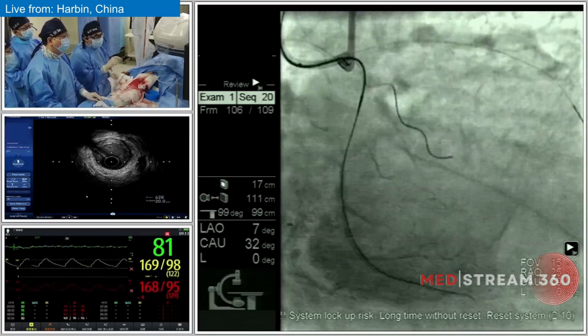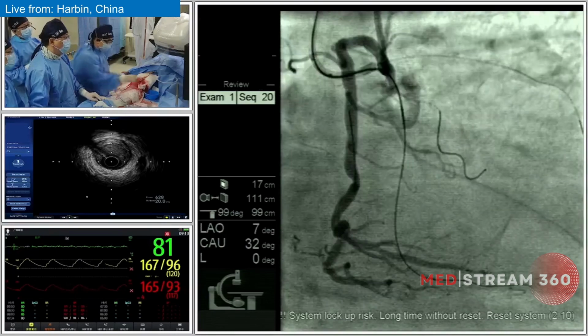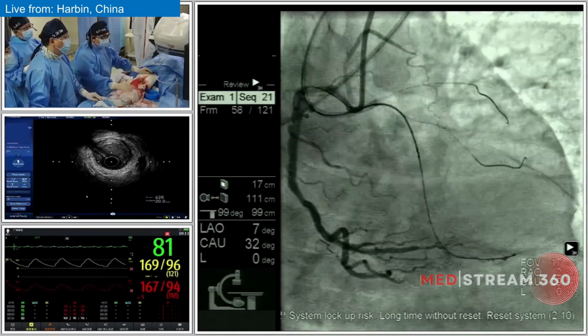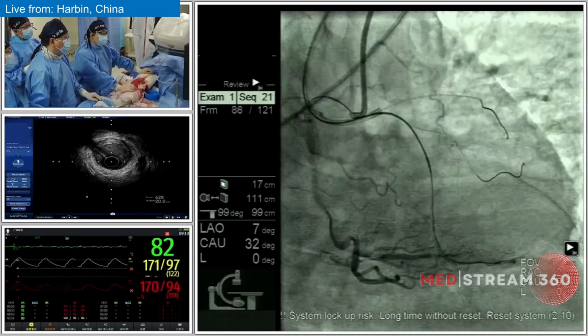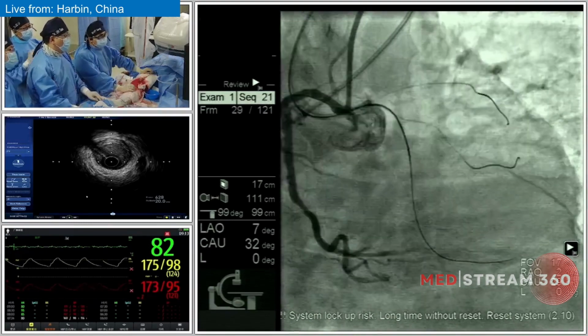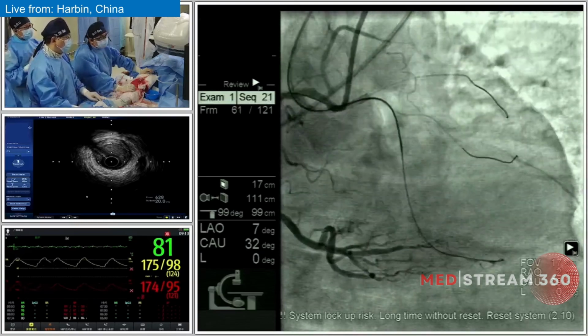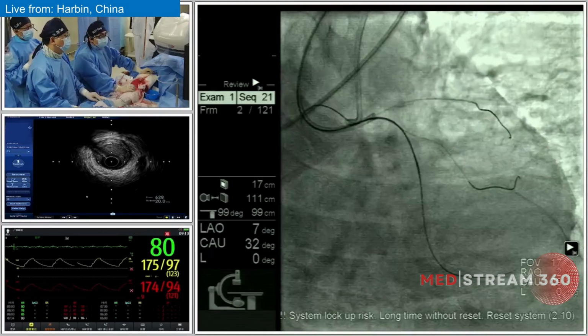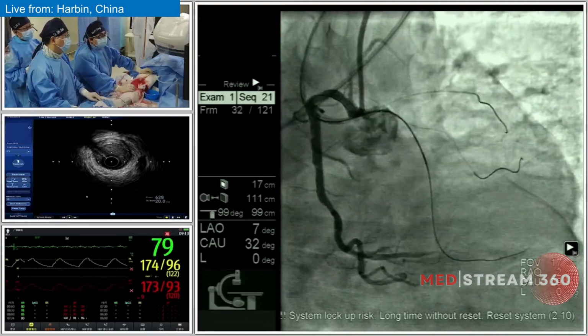So when you delivered the wire, you did feel a little bit of resistance, and that's why you exchanged the dual lumen catheter for the microcatheter, the Corsair, right? Yes, to increase the backup. And then after the use of the Corsair, I think the wire was kind of easily delivered to the distal part of the circumflex.